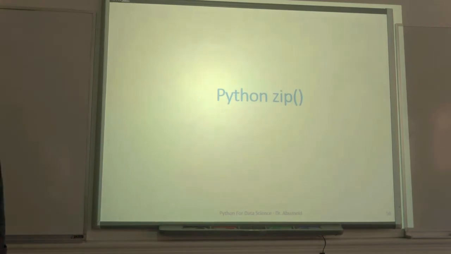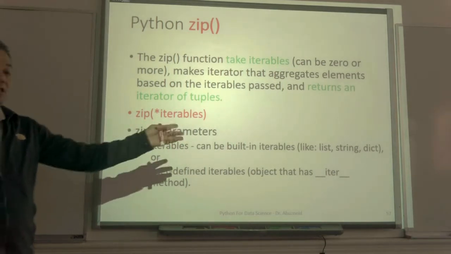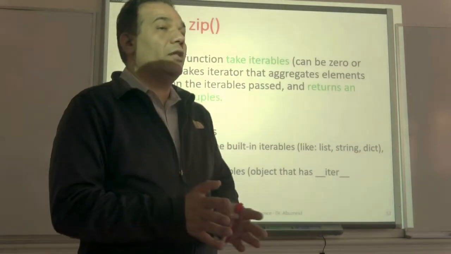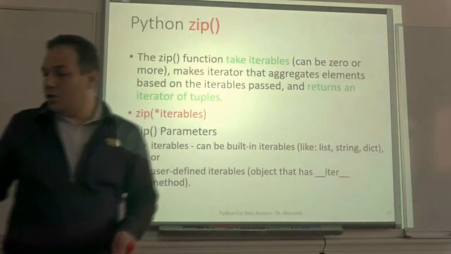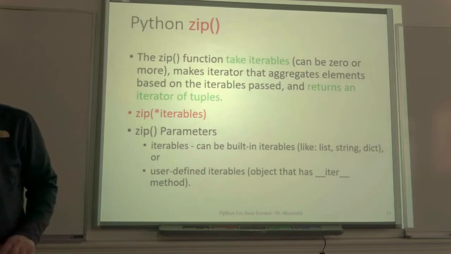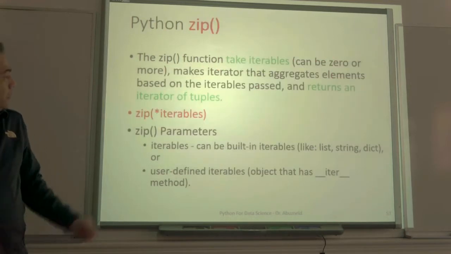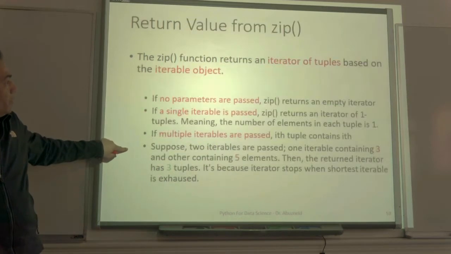Oh, zip. You know what zip is? Yes. Okay. So for example, you zip iterators. So you have a list and another list, and you need to zip them together. It's very useful for iterators. It takes iterables and uses them. So let's take an example.